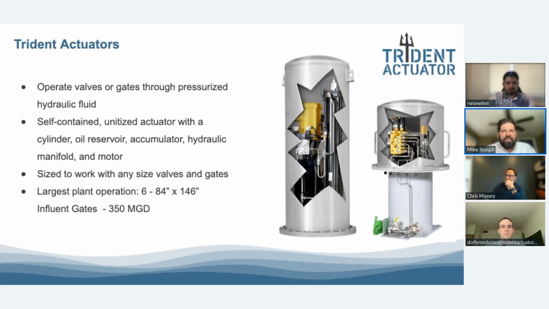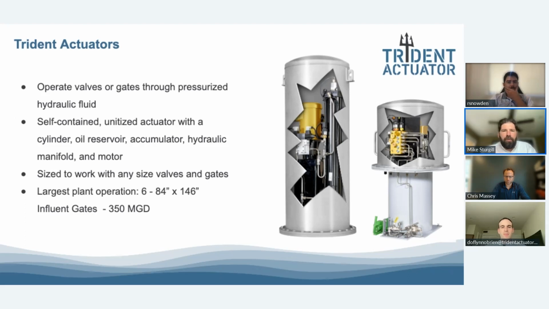Our largest single installation is a 350 million gallon a day wastewater plant, where we have 6 actuators on 84-inch by 146-inch influent gates. And then we also have 4 smaller ones and some 4-bay gates, and some pump control valves in that same plant. So that's our largest single installation. And towards the end, you'll see a couple of case studies on that.